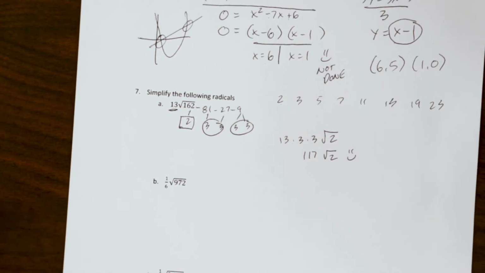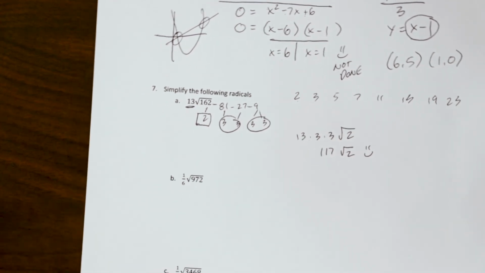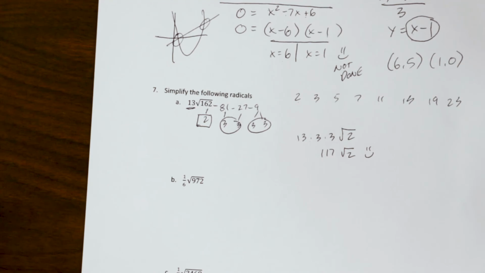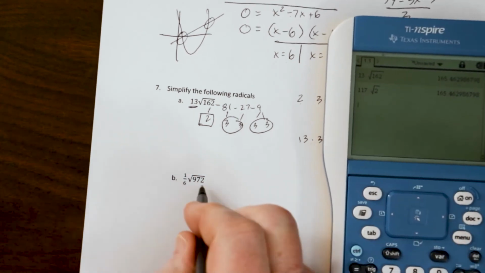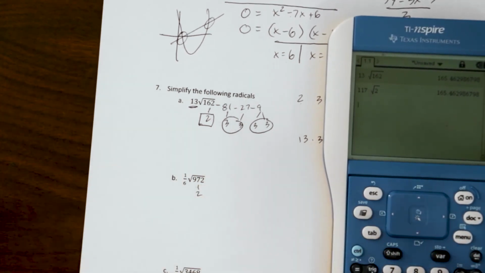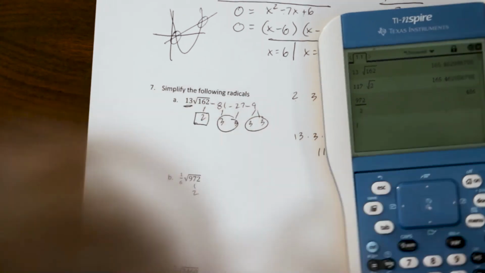All right. And I think when I've talked to you about this, I've said, you know what? You really need to make sure that you use your calculator on these. So I'm going to use my calculator on this because I'm tired right now. And I'm going to divide by 2. So 972 divided by 2, enter. And that gives me 486.